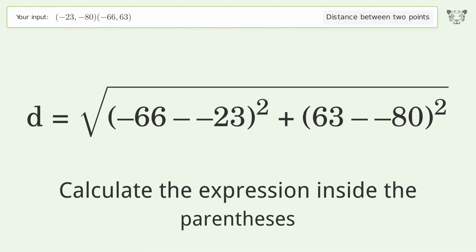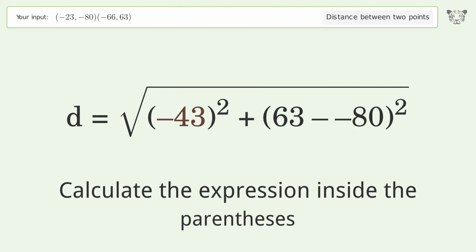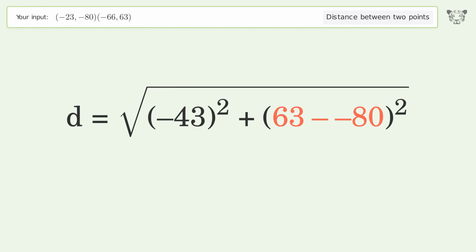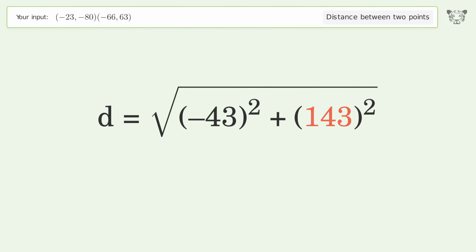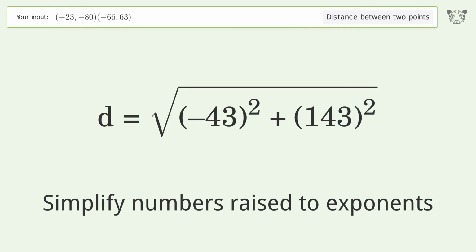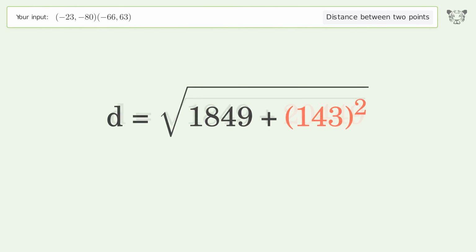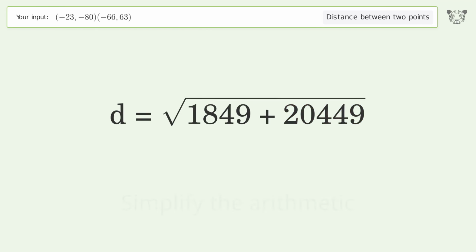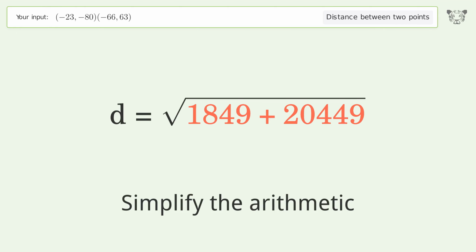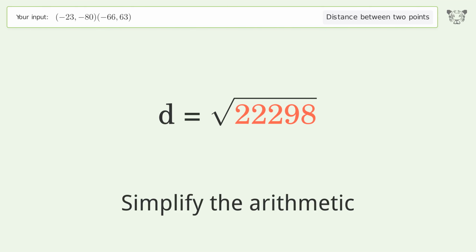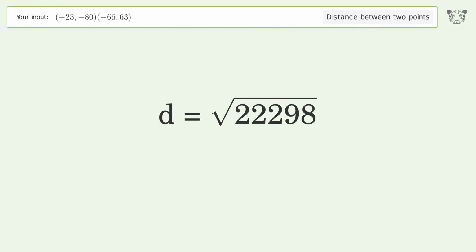Calculate the expression inside the parentheses. Simplify numbers raised to exponents. Simplify the arithmetic. And so the distance between the 2 points is the square root of 22,298 or 149.325.